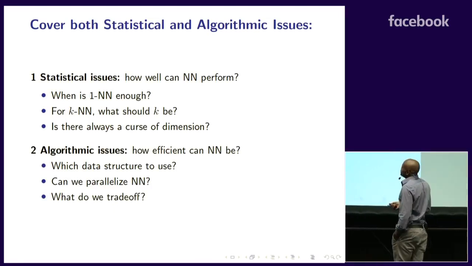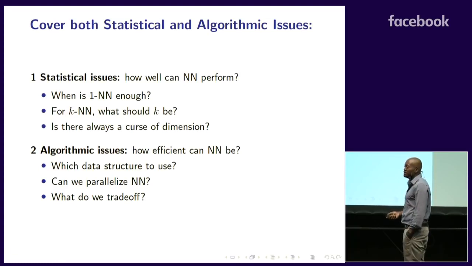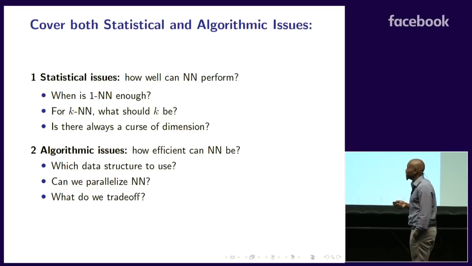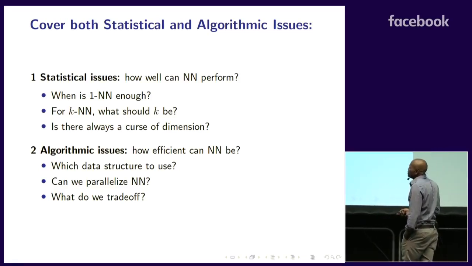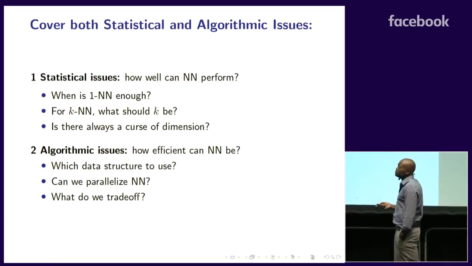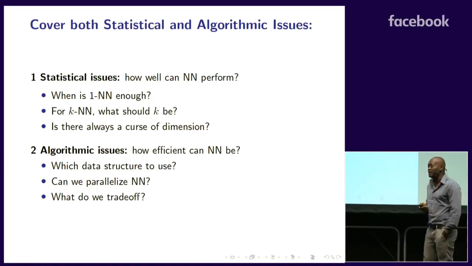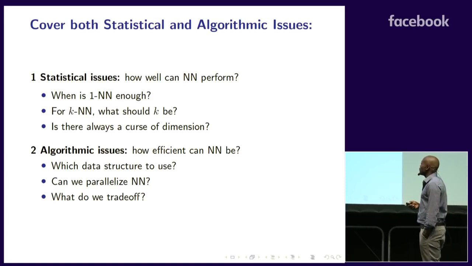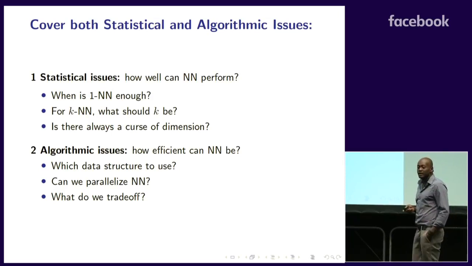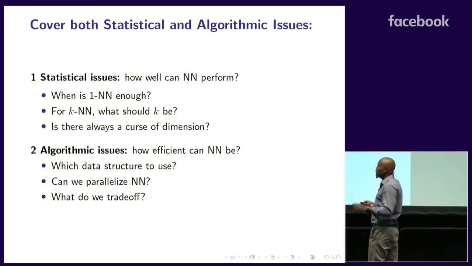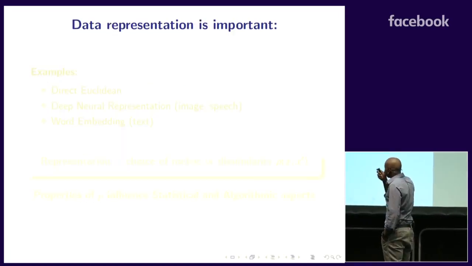The algorithmic issues are essentially how efficiently can we implement nearest neighbor? Which data structures to use? Can we parallelize nearest neighbors? They tend to be somewhat hard to parallelize. But can we parallelize nearest neighbors? And if we do all these things, what do we trade off? So those are the questions addressed by a lot of the theoretical literature on nearest neighbor. And we'll try to synthesize much of this work through various intuitions.